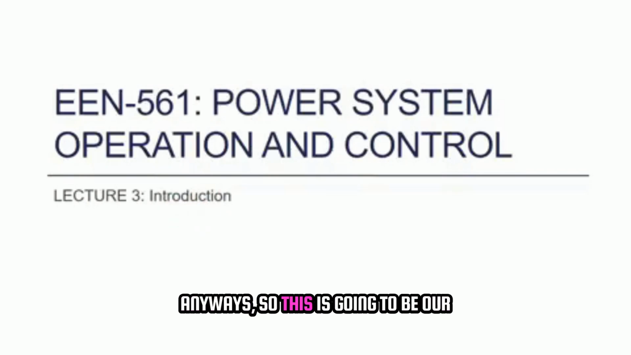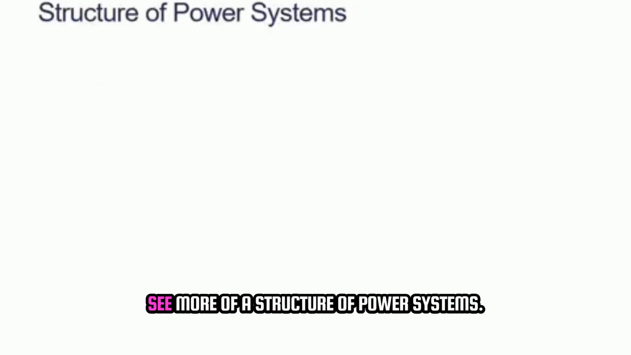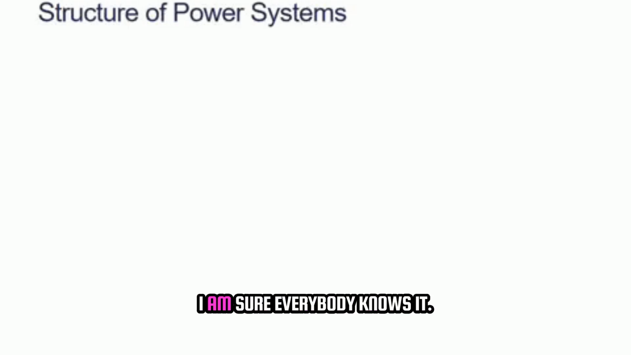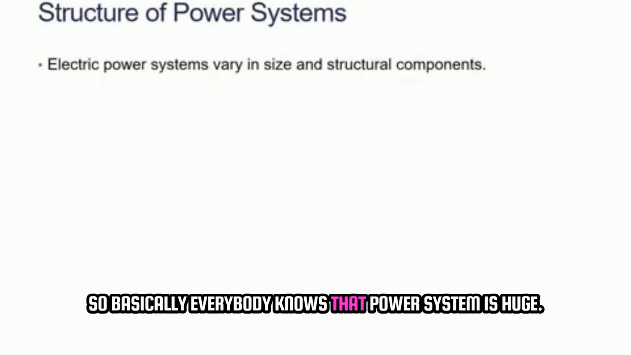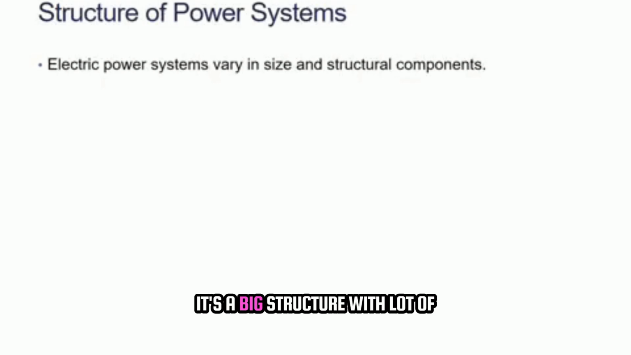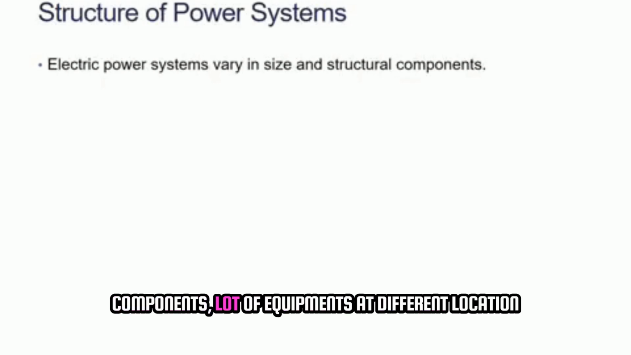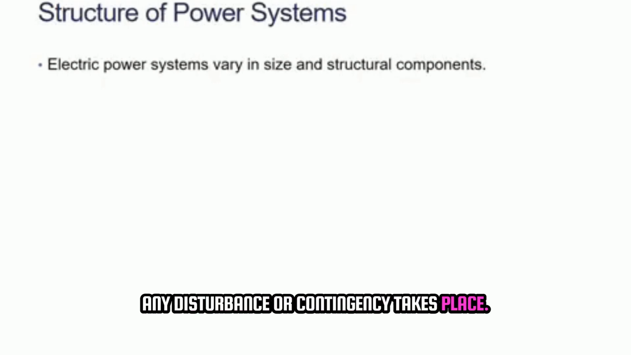Okay, anyways, this is going to be our third lecture, and today we are going to see more of the structure of power systems, how power systems actually look. This is again very elementary, I'm sure everybody knows it, but just to give a recap. Everybody knows that a power system is huge. It's a big structure with a lot of components and equipment at different locations, which connects everything and works perfectly till any disturbance or contingency takes place.